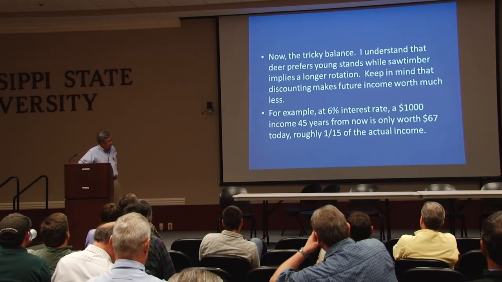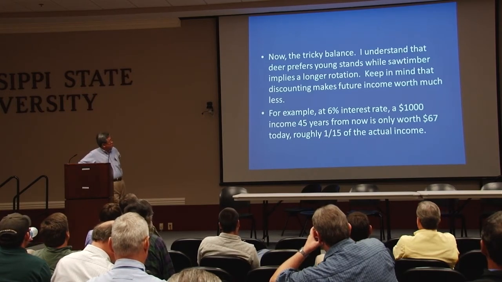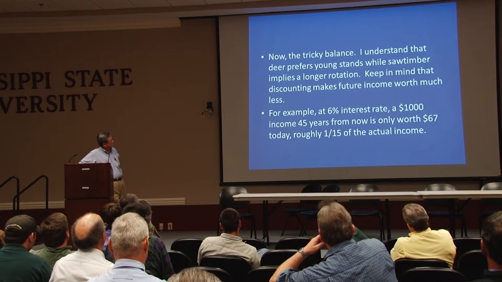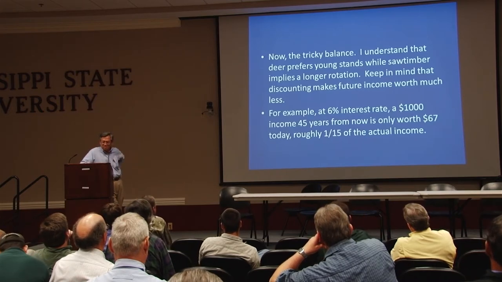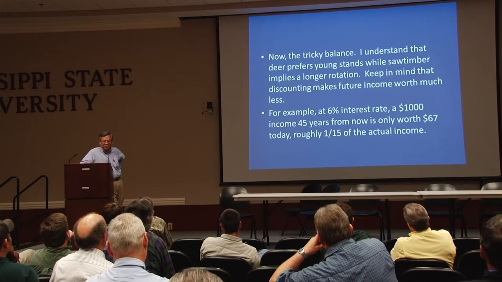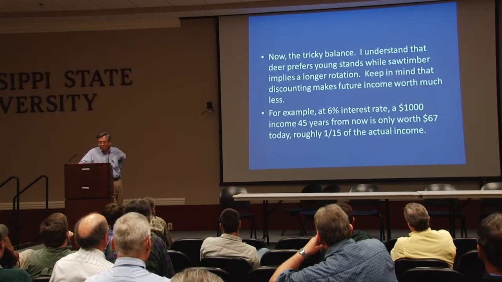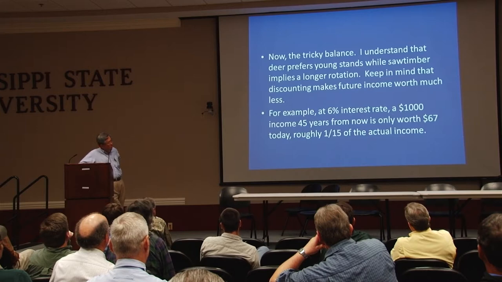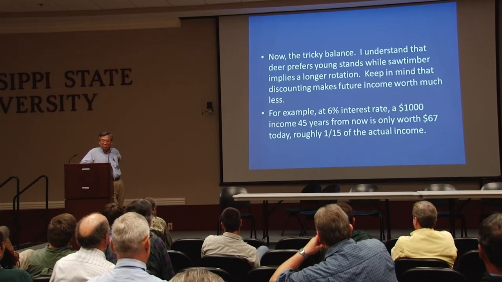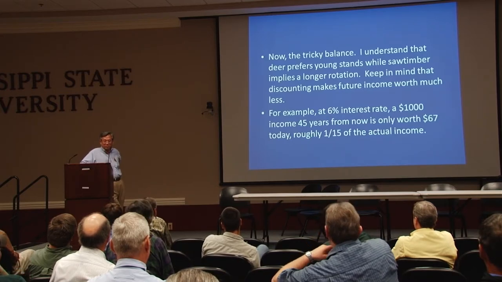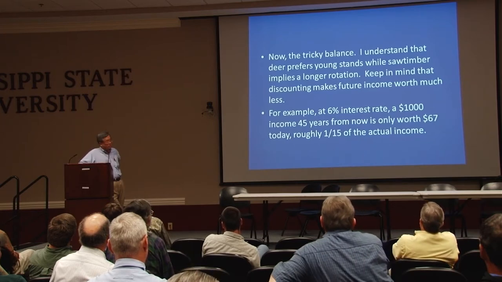Then the question that comes in is where the tricky balance comes in. I understand that deer prefer young stands, and turkey prefers old stands. Now, if you want to have young stands, then perhaps your timber rotation has to be shorter. If you prefer turkey, then perhaps your timber rotation would have to be longer.